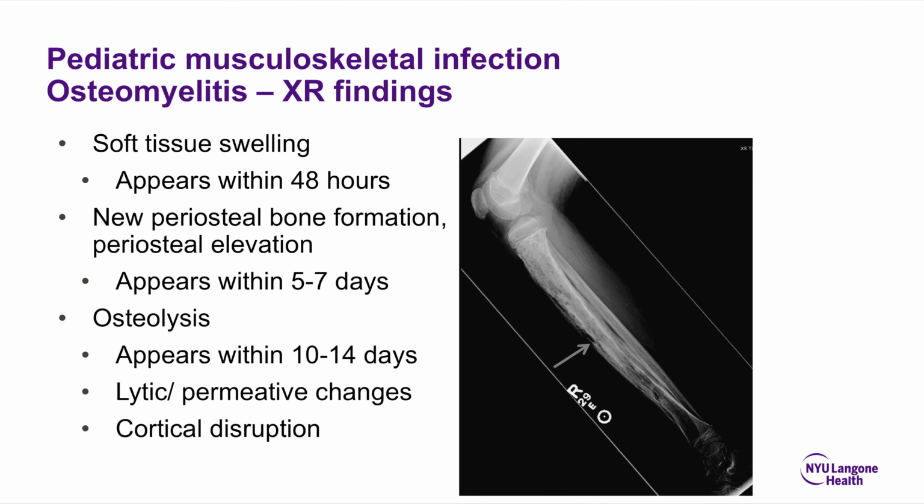X-ray findings early on may include soft tissue swelling, which appears within 48 hours, and then we will start to see new periosteal bone formation and periosteal elevation within 5 to 7 days. And then later we'll see osteolysis, lytic or permeative changes and cortical disruption, which may appear within 10 to 14 days. And you can see on the X-ray that I've pictured here, actually all of those changes are present.